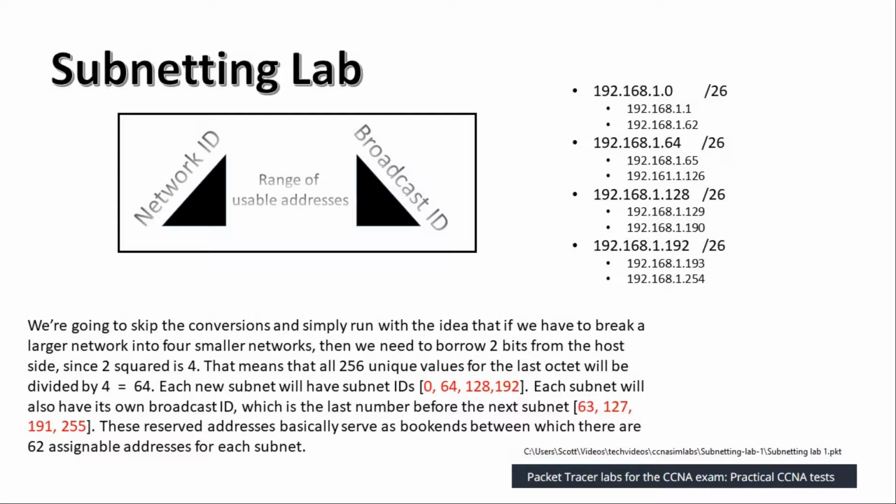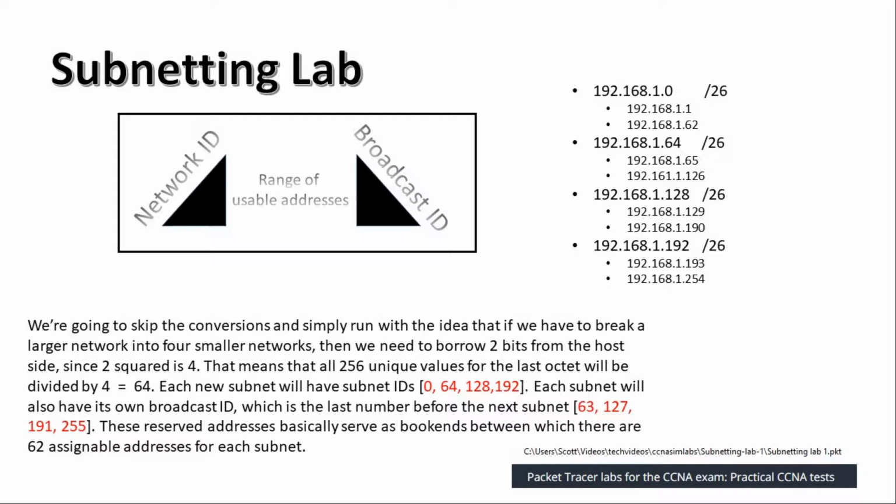Okay, here's how it works for this lab. We're simply going to skip the conversion and run with the idea that if we have to break a larger network into 4 smaller networks, then we need to borrow 2 bits from the host side, since 2 squared is 4. That means that all 256 unique values for the last octet will be divided by 4, which equals 64. Now, each new subnet will have subnet IDs 0, 64, 128, and 192.